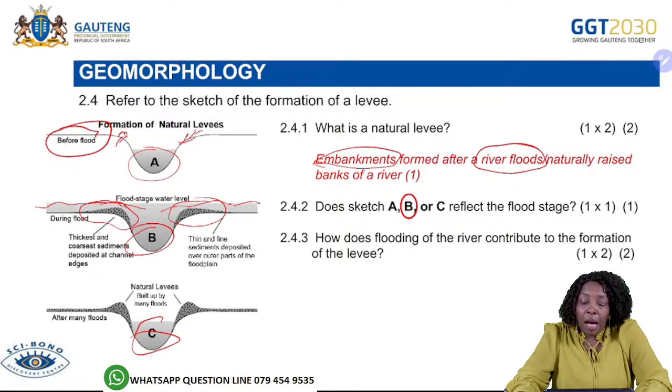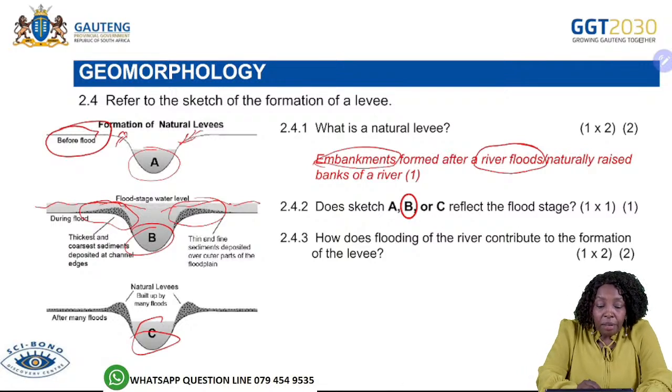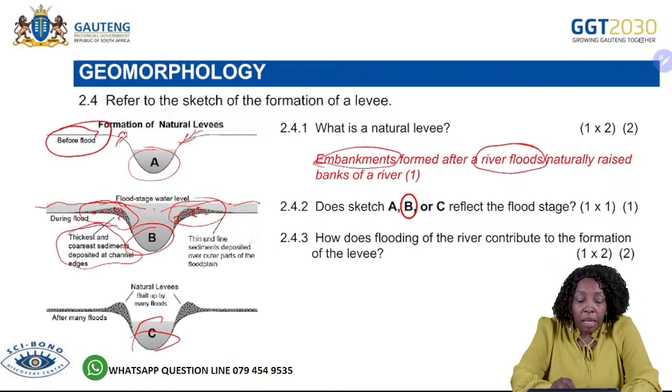2.4.3: how does flooding of a river contribute to the formation of the natural levee? As you can see, when a river floods, it is carrying some sediments. So these sediments get deposited here. And then it says here, thickest and coarse sediments deposited on the channel. So take note of this information. And then we also have thin and fine sediments deposited over outer parts of the floodplain.